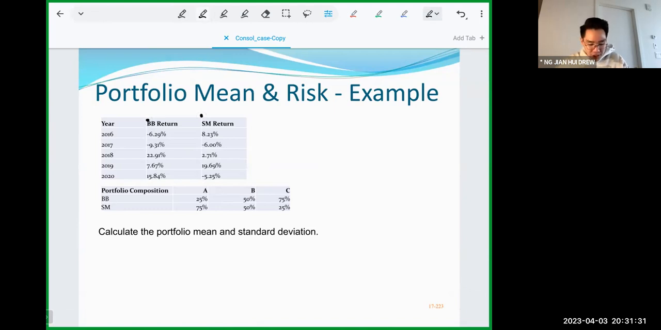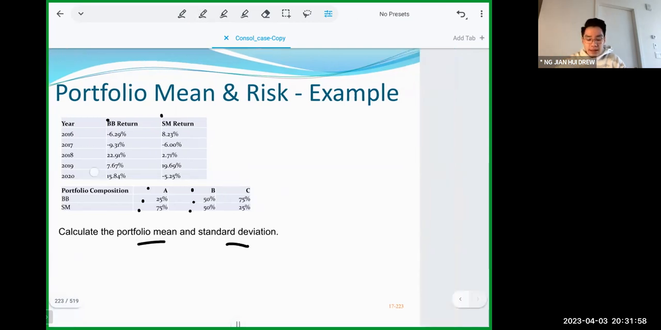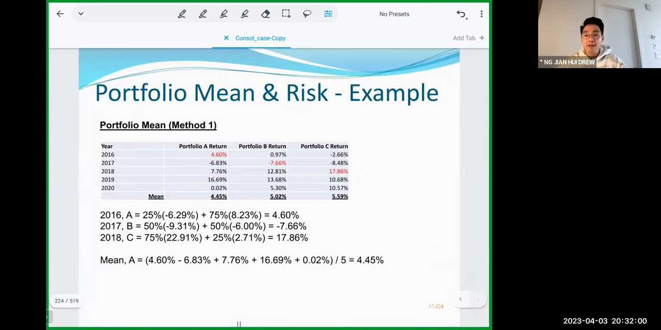They give you the composition of the various portfolios. Portfolio A will comprise 25% of BB and 75% of SM. Portfolio B will comprise 50% of BB and 50% of SM. So these are the various compositions. The question is very simple: what is the portfolio mean and standard deviation? First step, we do the mean first. The mean is simply the average, the addition. You just add up.